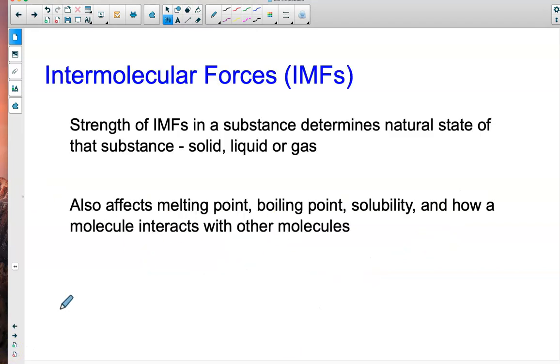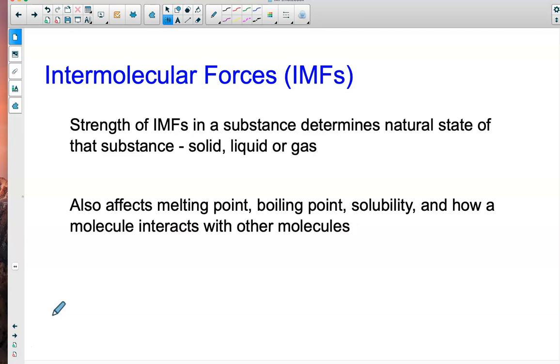So intermolecular forces are one of the most important topics, I think, that you learn in chemistry. And they're certainly one of the most applicable concepts and something that you can apply to all kinds of things in your everyday life. The strength of the intermolecular forces in a substance is what determines the natural state of that substance. So if you have really weak IMFs, your substance is going to exist as a gas.